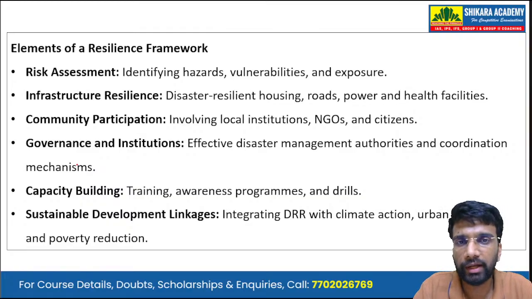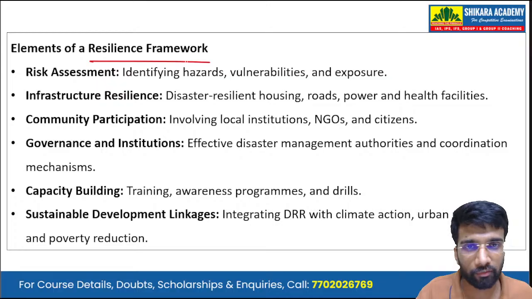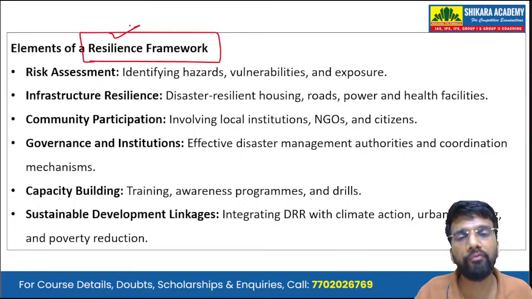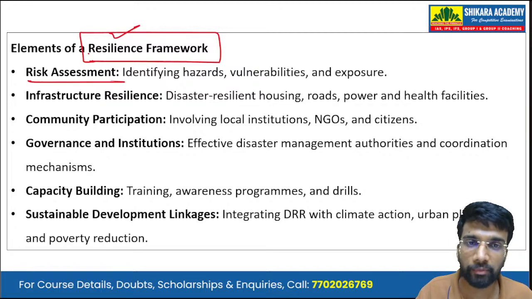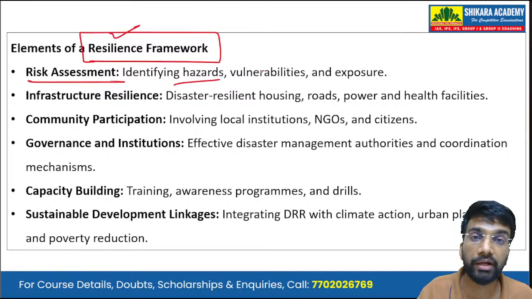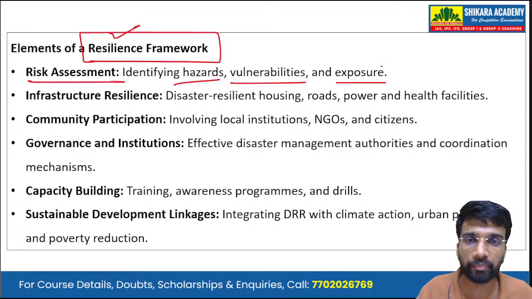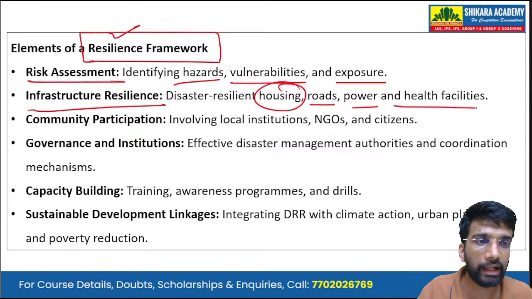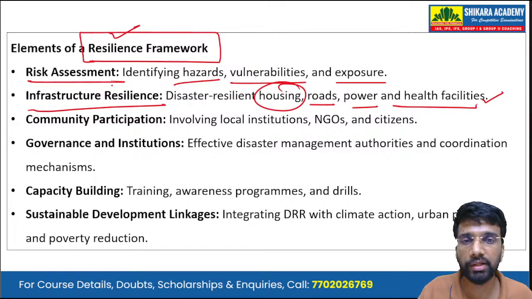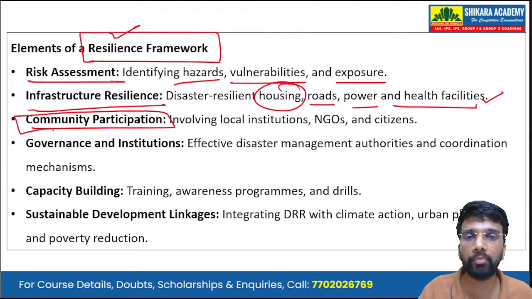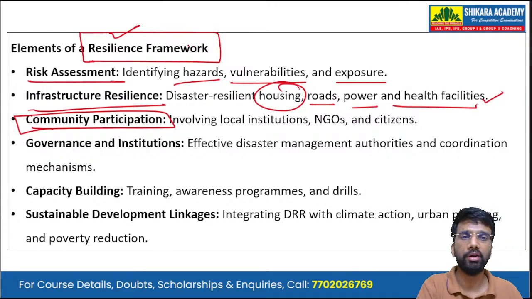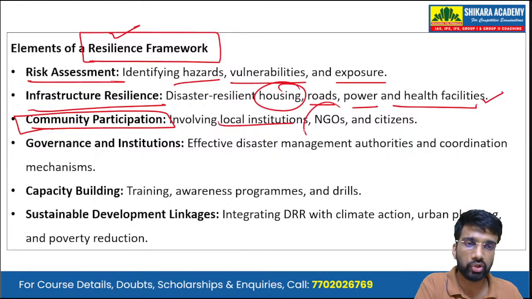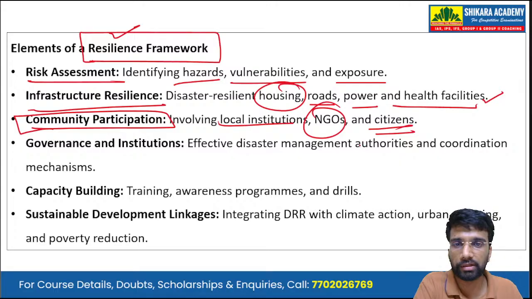Now, what are the different elements of a resilience framework? If we have to design a resilience framework, what elements should be there in that framework? First is the risk assessment. We have to identify hazards, and identify the vulnerabilities and the exposure. Then there is infrastructure resilience: disaster resilient housing, roads, power, and health facilities. Third is community participation, that involves local institutions, NGOs, civil society, and the citizens.